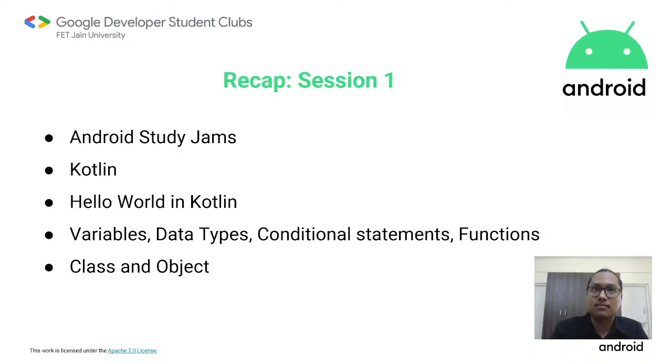We went through functions. We declared some simple functions. We learned about passing an input as a parameter to the functions and then returning those back. We learned about class and object. We know that class is a blueprint and objects are the instances of those classes.